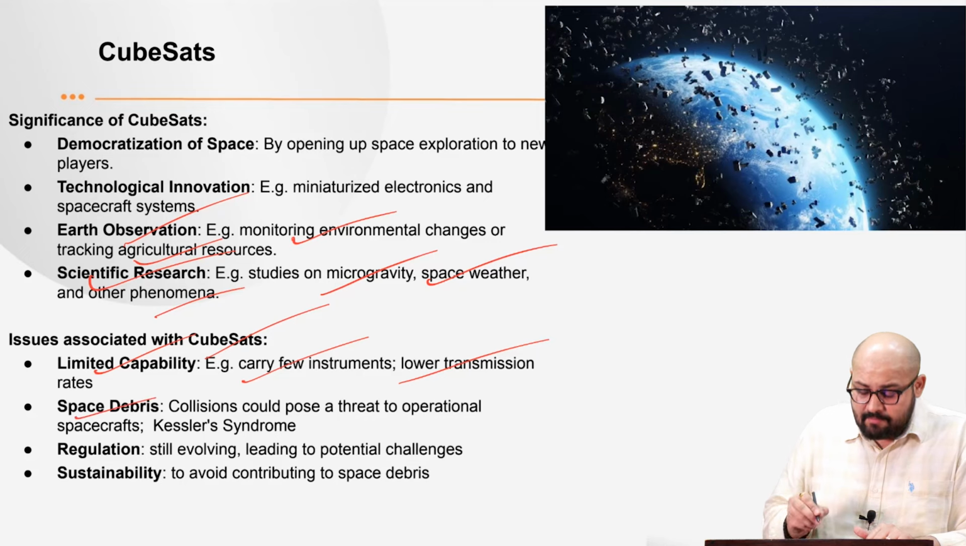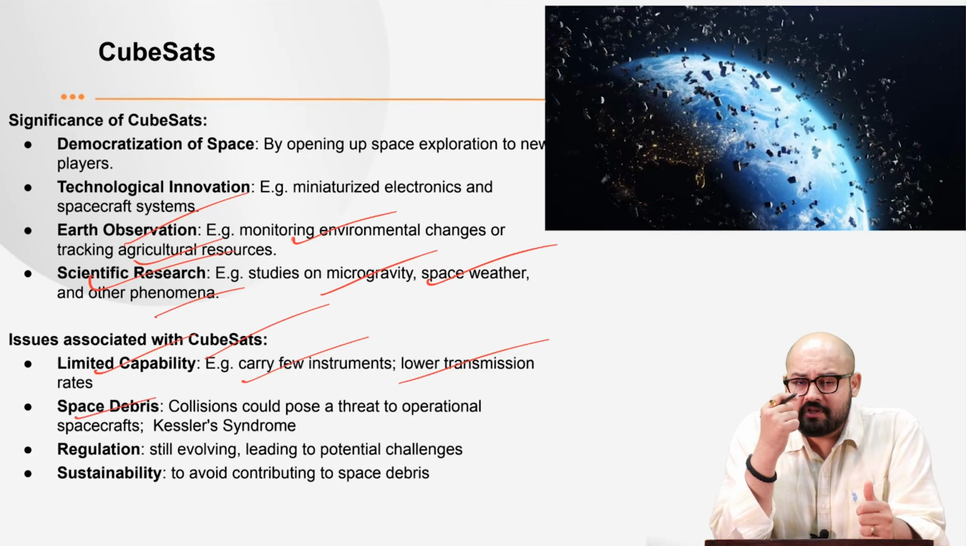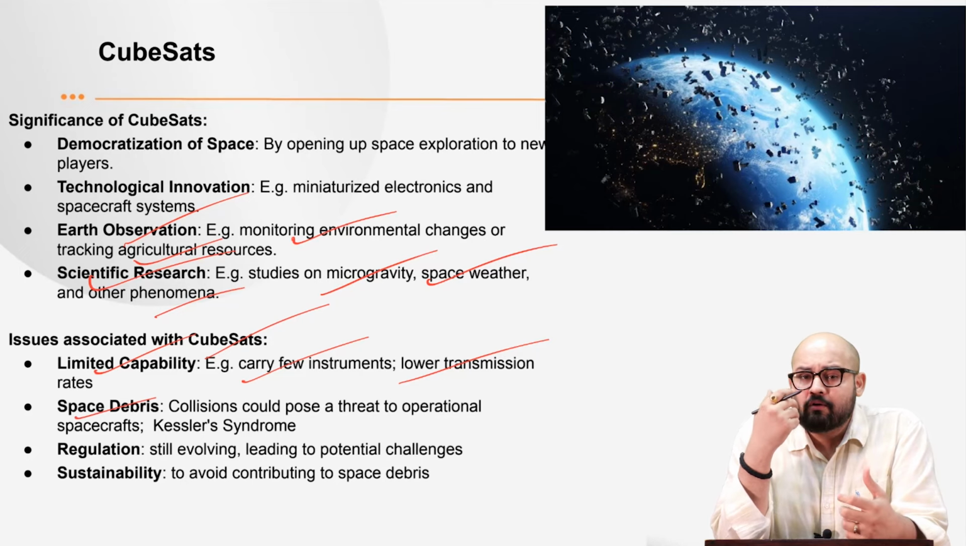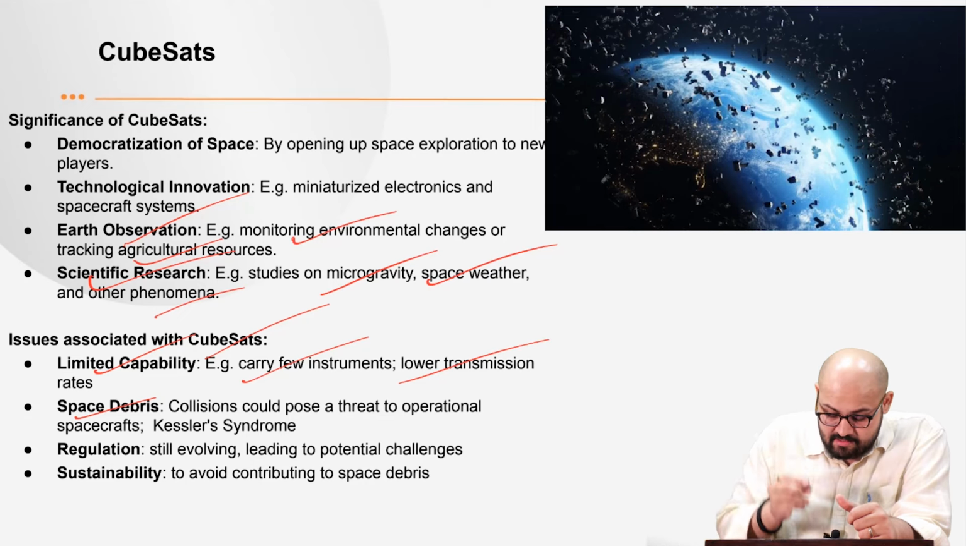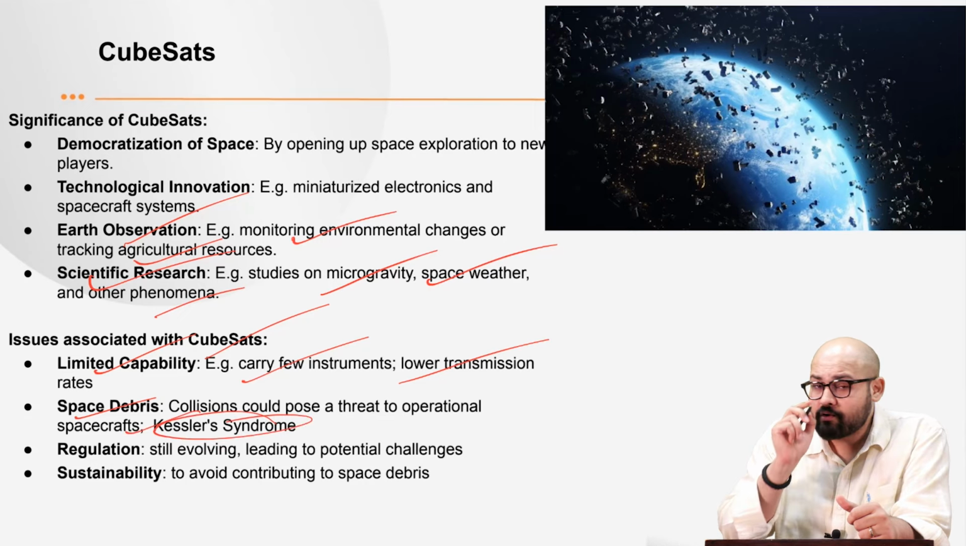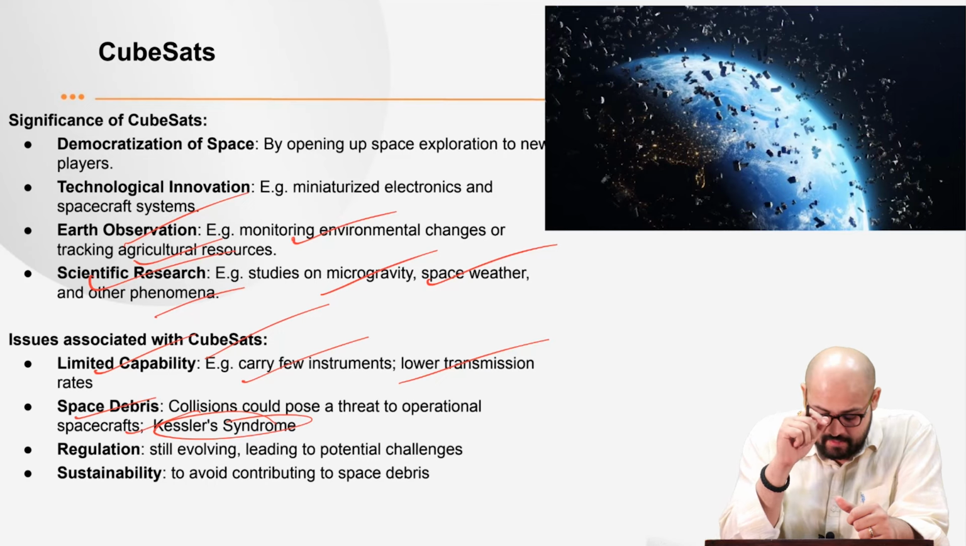Next is space debris. As more and more CubeSats are orbiting around the Earth, there might be a case where a collision can take place, right? So it can also affect the other spacecrafts, other satellites, right? We also have one of the very important phenomena known as Kessler's syndrome. Now, I want you guys to actually define it and post it in the comment section. What do we mean by Kessler syndrome, right?